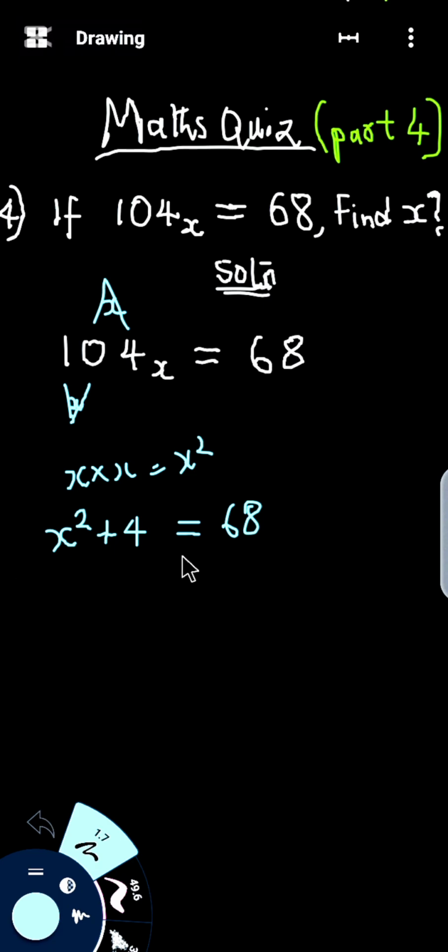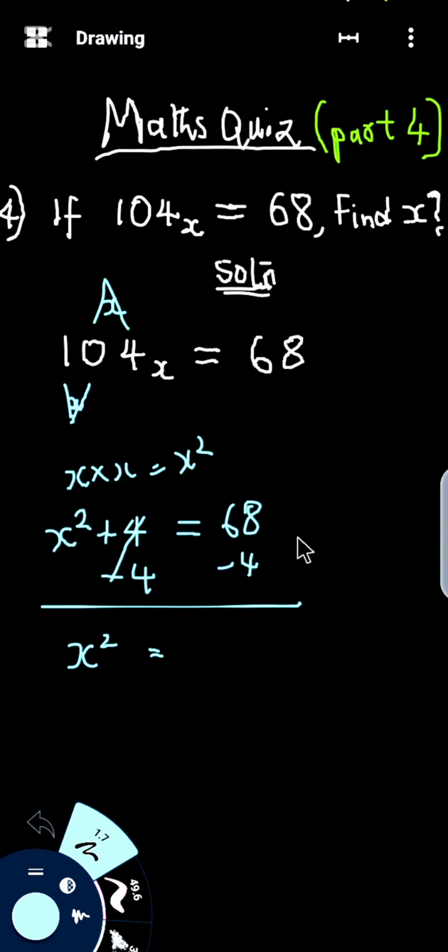So we go ahead and simplify this. What's the next thing to do? We are looking for x. So let's get rid of this positive 4 here. To remove it from here, we put it on the other side by introducing the reverse operation, which is negative 4. Negative 4 on both sides. Then we simplify. So positive 4 minus 4, these two will go. I am left with x squared. And this is equal to 68 minus 4, which gives us 64.